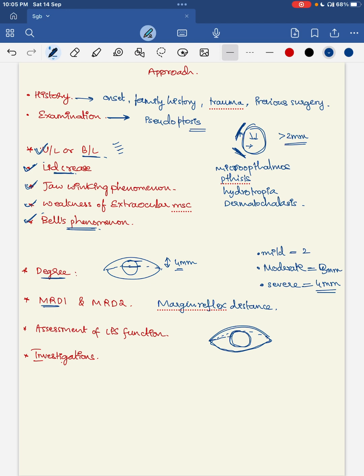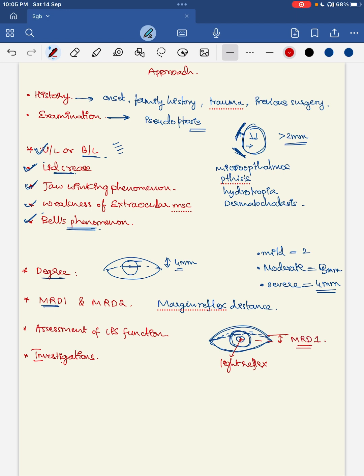If this is the eyelid margin, and this is the pupil, in this test the examiner has to hold a torchlight in front of the eye, and the corneal light reflex, this is the light reflex, will be shown on the pupil. The distance from the upper eyelid margin to this corneal light reflex is called MRD, margin reflex distance.